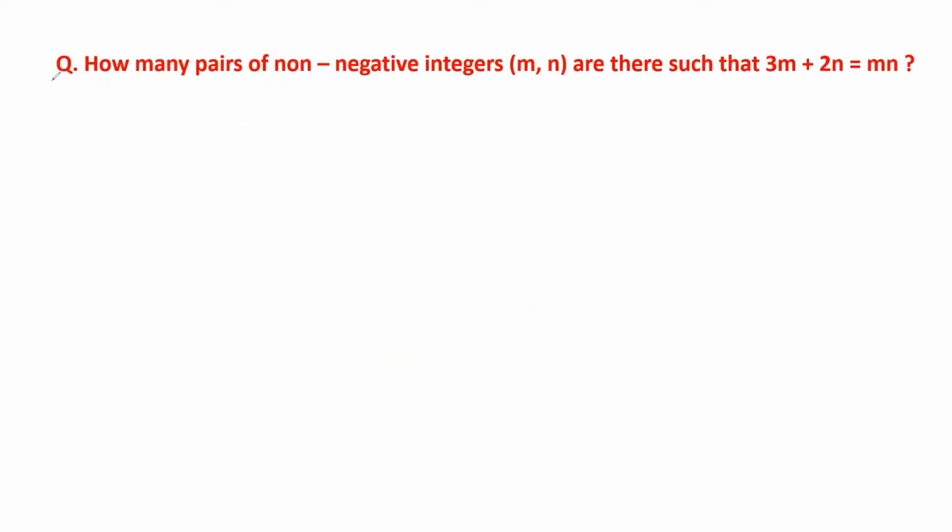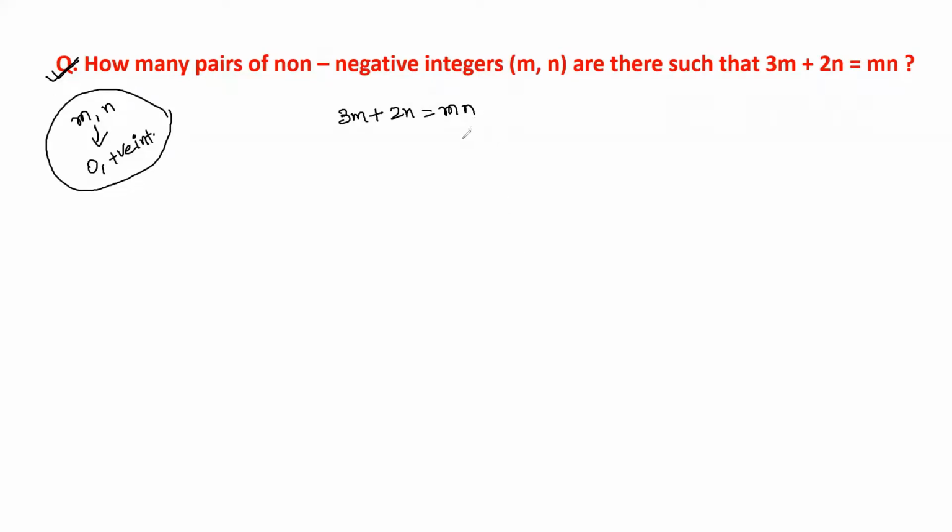Now let us see this question. How many pairs of non-negative integers m, n are there such that 3m plus 2n is equal to mn? So m and n are non-negative integers. That means m and n can take the value 0 or any positive integer.